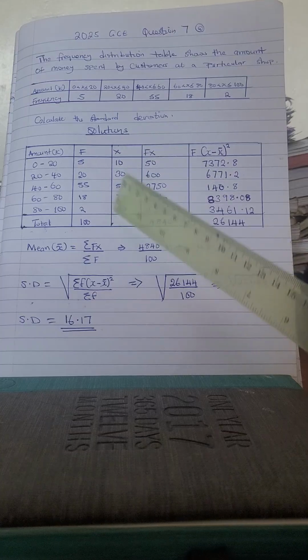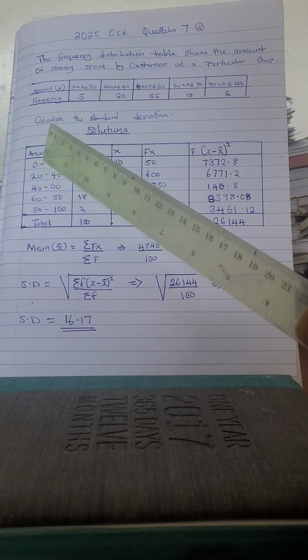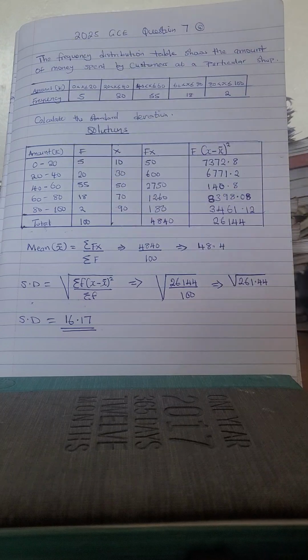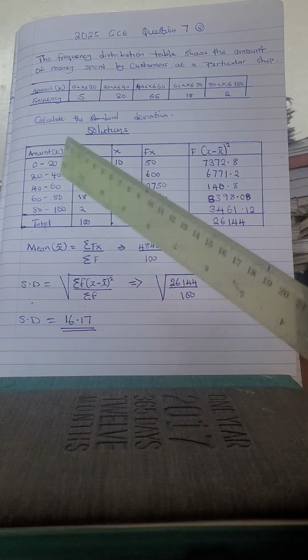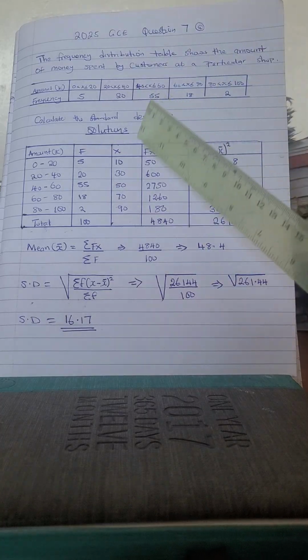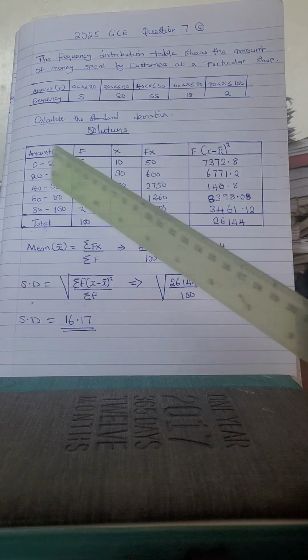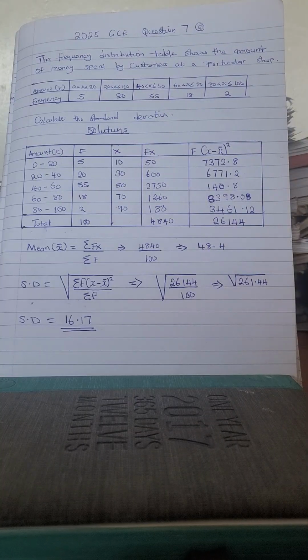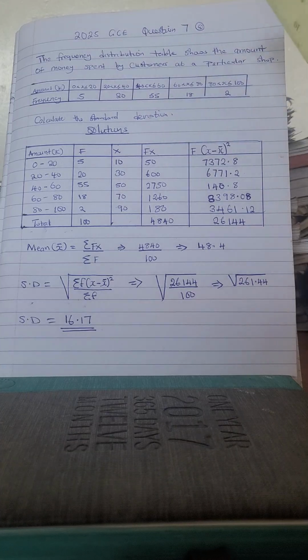I have found the midpoint x: 0 plus 20 divided by 2 is 10. 20 plus 40, 60 divided by 2 is 30. This is the midpoint. So this is what we do when we're finding the x here. x is the midpoint of these numbers. Add the two numbers and then divide them by 2.